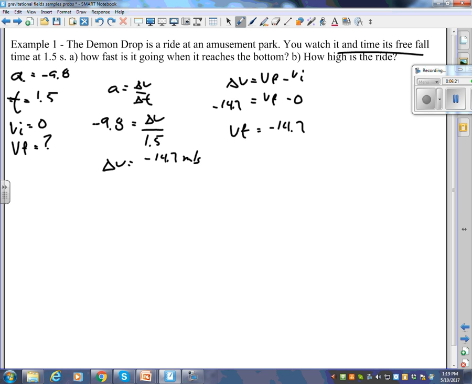Do you have to show that step? I would prefer it. At the very least, you should do this, and just tell me that you understand that delta V and VF are two different things. When is the delta V equal to the VF? Only when the VI is 0. Only when it falls from rest.